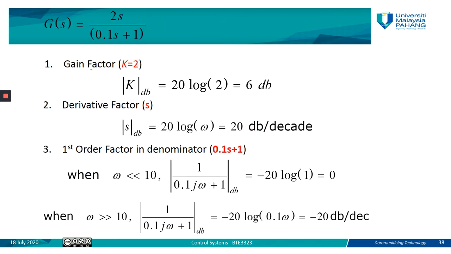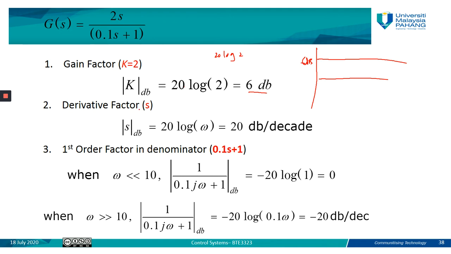In the case of the gain factor here, the gain is equal to 2. So the magnitude of the factor will be 20 log 2. 20 log 2 gives you 6 dB. So the magnitude of our factor is 6 dB. That means when I draw it, it will be one straight line at the point of 6 dB.